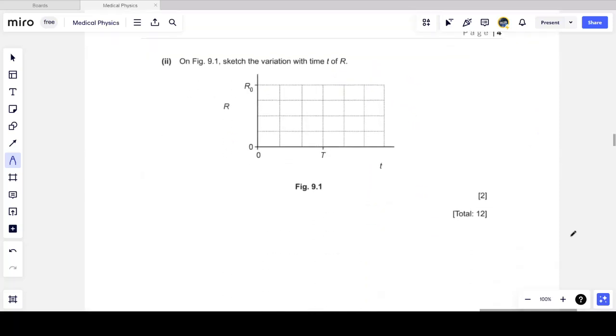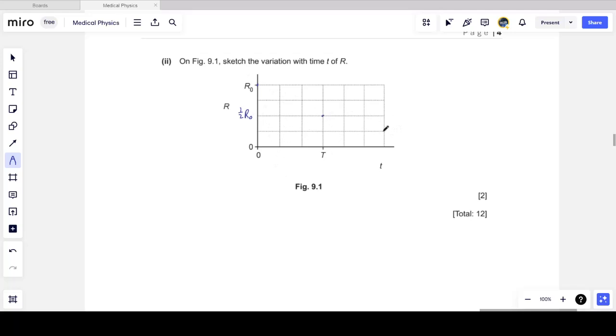We're not completely done with the question just yet. The final part of the question says on figure 9.1, sketch the variation with time of R. Well, it's radioactive decay. And so initially I have R0, and then the activity drops exponentially: R0 e to the minus lambda t. And what I know is that after one half-life, half the initial value remains. So after a single half-life T has passed, the value is a half R0.